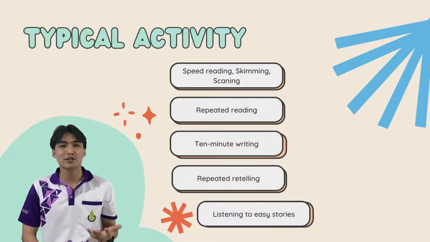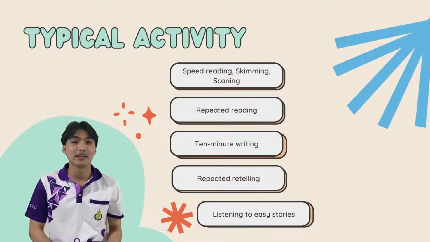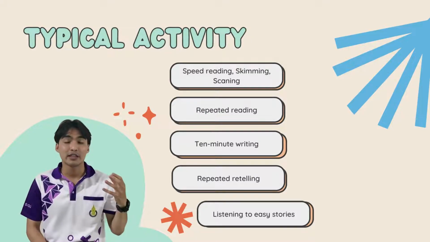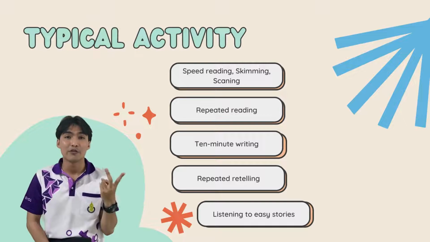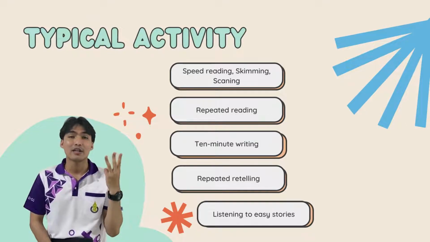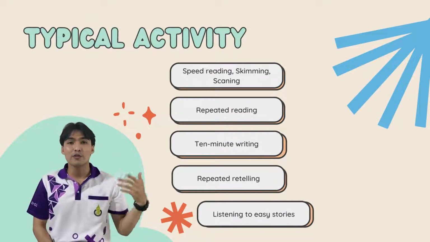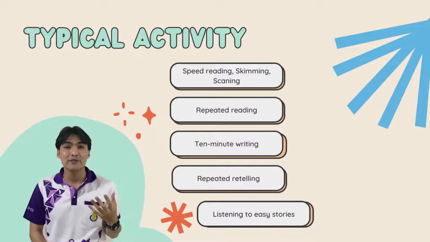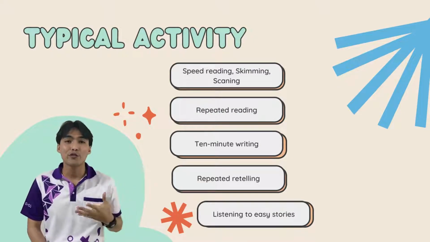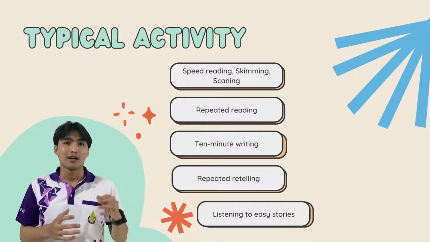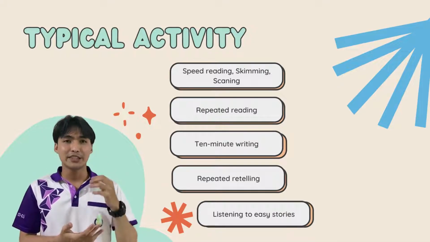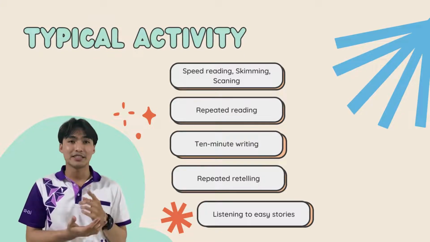Okay, next we're going to talk about typical activity. The fluency development in English should involve all 4 skills: speaking, reading, listening, and writing. So we're going to talk about the activities that should improve our English skill. The first activity is speed reading, skimming, and scanning.